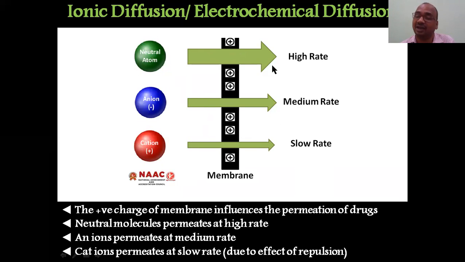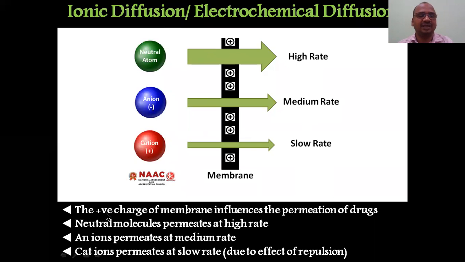Here neutral atoms are always fastest. So neutral atom first, followed by anion, followed by cation. You can remember this as NAC. NAC is the accreditation given to various colleges. Keep this point in your mind. NAC: first is neutral atom, then anion, then cation.